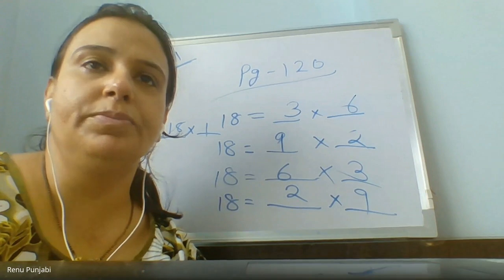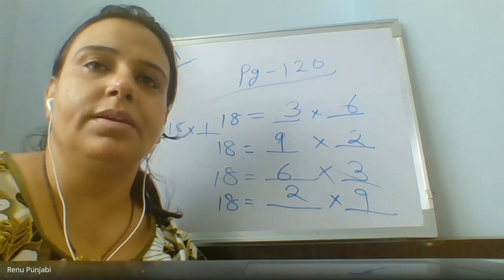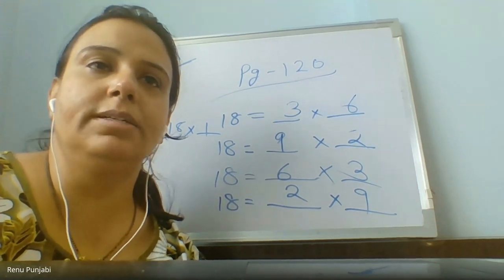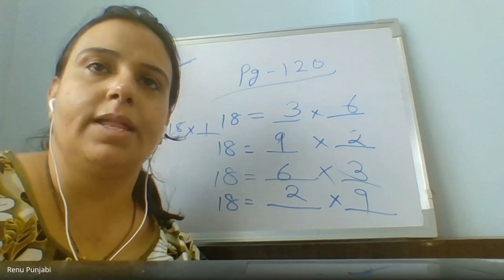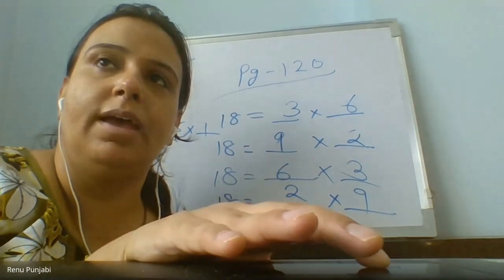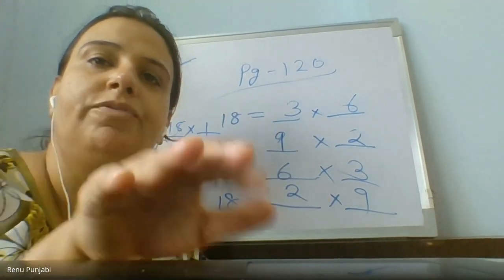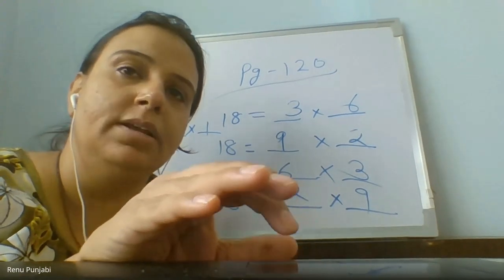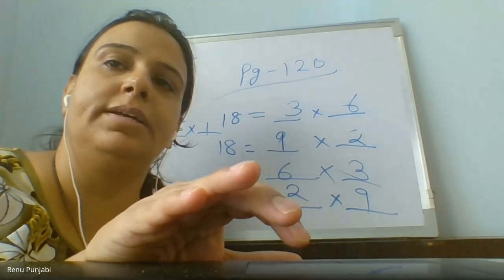Yes or no? Yes or no? Speak. Yes, ma'am. Okay. So we are going to revise the table. I will put my cursor on the line. We are first going to revise the table of 12. I will put the cursor on my screen.